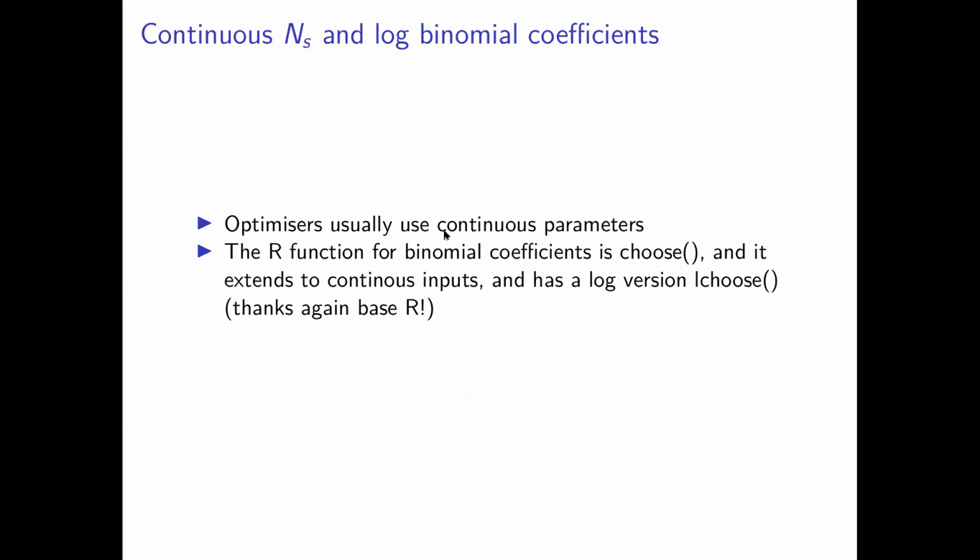And optimizers usually use continuous parameters. So they'll be passing in continuous values for n sub s, not just integers. But that's okay because these functions also work for continuous inputs. And if that doesn't make sense to you, you can Google the gamma function, which is like a continuous extension of factorial functions. And so these functions are extended to continuous inputs because they're based on the gamma function.